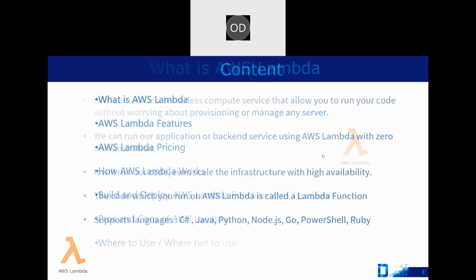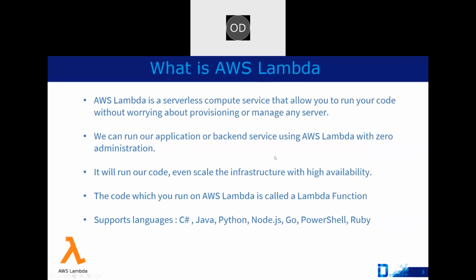First one is what is AWS Lambda. So AWS Lambda is a serverless compute service. These days serverless computing has gained more popularity because it supports both ease of development and high scalability. Serverless functions are stateless, event-driven, and highly scalable, and they don't have any dependencies on the underlying infrastructure. So AWS Lambda is one of the leading examples of serverless computing.